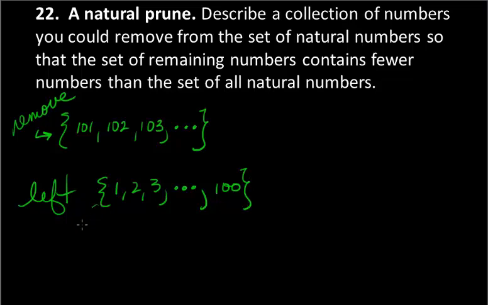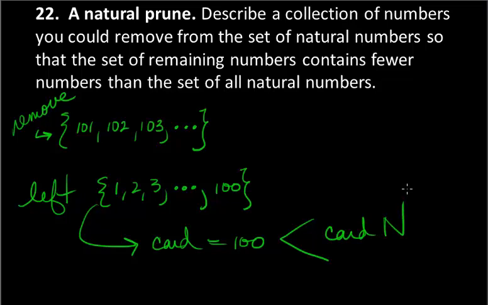So the cardinality of this set is equal to 100, which is certainly less than the cardinality of the natural numbers, which is an infinite cardinality, one that we called Aleph naught. But notice we had to remove infinitely many numbers, and we had to remove them in a certain way to leave a finite set remaining.